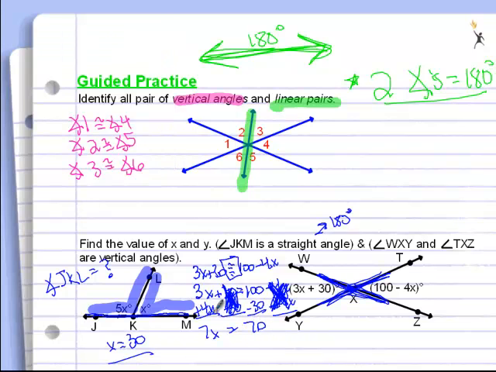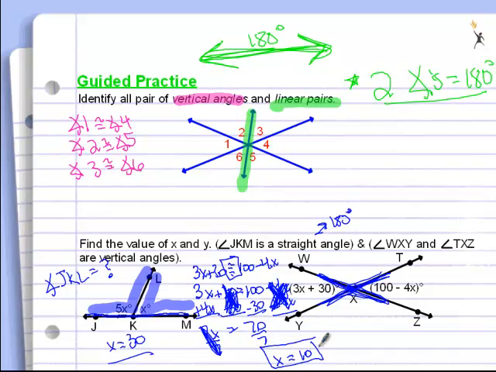Now we can simplify this. 7 times x equals 70. If I want to get rid of that 7, how do I do that? What is the opposite operation of multiplication? Correct. It's division. When we divide both sides by 7, this side cancels out. We're left with just x. 70 divided by 7 gives us 10.